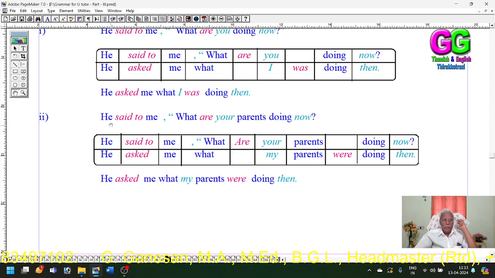He said to me, what are your parents doing now? Said to is changed to asked, what. Here, parents are plural. So, the are has been changed into were and placed after the subject. That's all. So, said to asked, and your, me, my. Doing no change, now has been changed into then. So, he said to me, what are your parents doing now? He asked me what my parents were doing then. Here, your refers to me, first person singular. So, the possessive of the first person singular is my. So, your has been changed into my.